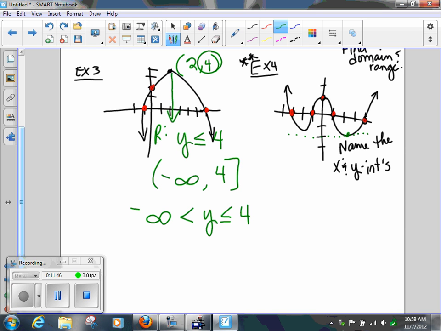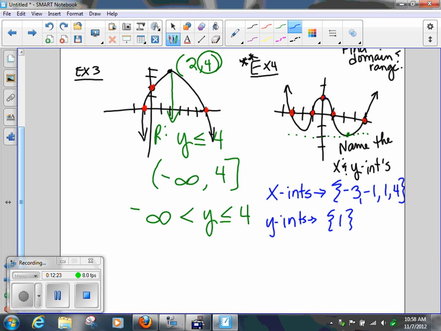What about example 4? How many of you are happy about 4? All right, here we go. Let's go with the easy stuff. X-intercepts. What are the x-intercepts, folks? Go from the left to the right. -3, -1, 1, 4. Holy moly. Y-intercepts. What is that y-intercept? 1, isn't it? Right up here. Just 1. Is that okay? Sure. That's what the graph's showing me.